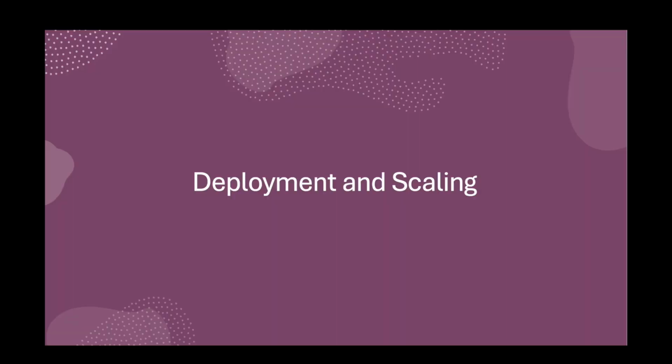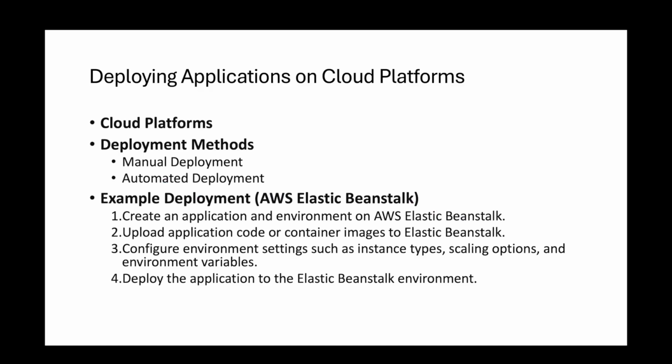Deployment and scaling. Deployment and scaling are crucial aspects of building robust and resilient applications that can handle high traffic and provide reliable services to users. This involves deploying applications on cloud platforms, scaling them to accommodate increasing loads, and implementing continuous integration and deployment, CI/CD, pipelines for efficient development and deployment workflows. Deploying applications on cloud platforms.